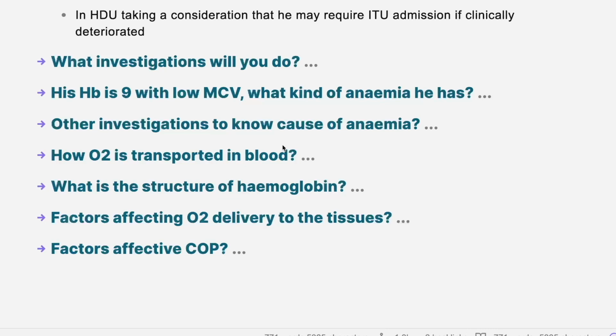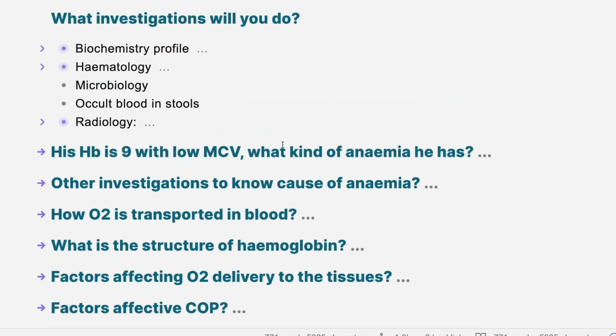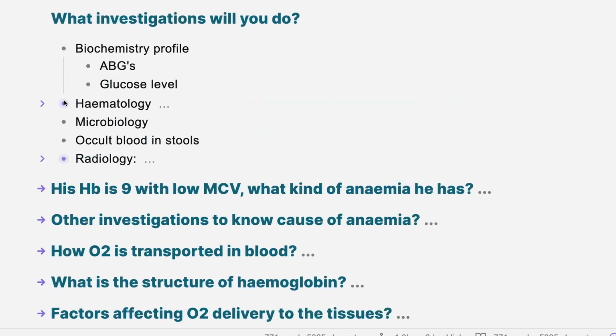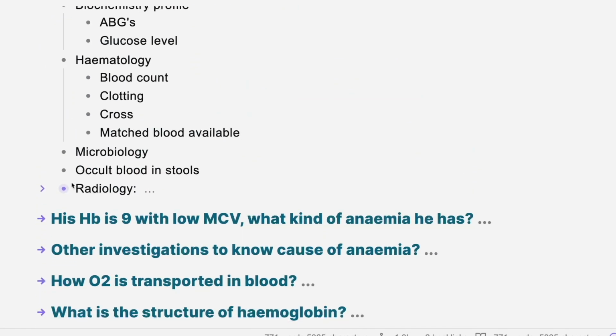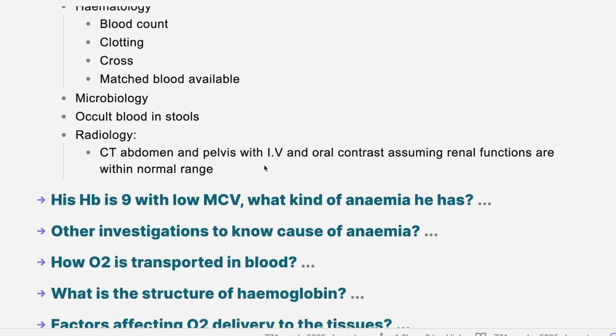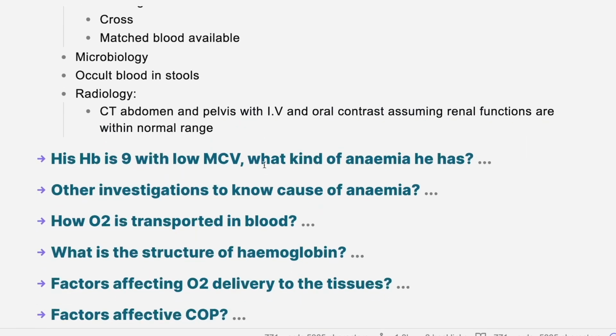So that will be my investigations, and as a last resort, or after doing all these investigations, I will consider laparoscopy or laparotomy based on the patient's condition and of course the investigation findings. So biochemistry and hematology, microbiology, radiology, CT abdomen and pelvis with IV contrast.